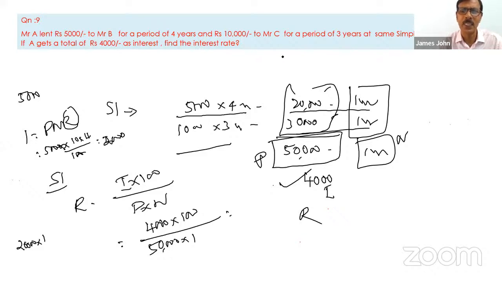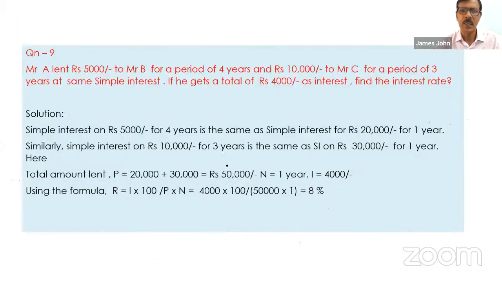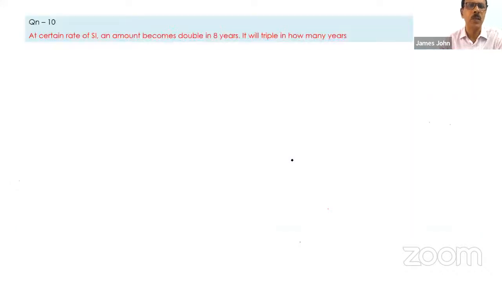I got the answer, it is 8%. Total amount 20 plus 30, 50,000. Number of years is 1. Interest is 4,000. So using the formula, you will get the rate of interest as 8%. We'll move on to the next one.